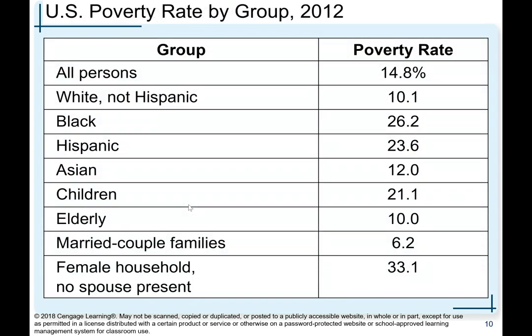U.S. poverty rate by groups. All persons, poverty rate is 14.8%. White, non-Hispanic, 10.1%. Black, 26.2%. Hispanic, 23.6%. Asian, 12.0%. Children, 21.1%. Elderly, 10.0%. Married couple families, 6.2%. Female household, no spouse present, 33.1%.